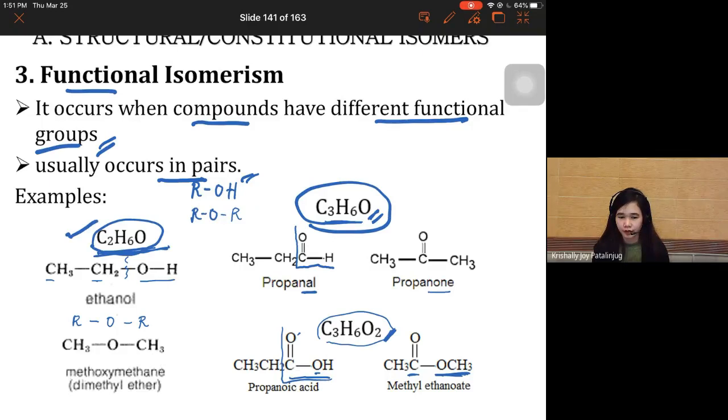Okay? So again, I will not let you draw the structure. I will not let you draw the isomers of a given formula. Instead, what you need to learn here is how to identify, classify, and specify which isomerism exists in that given molecule.